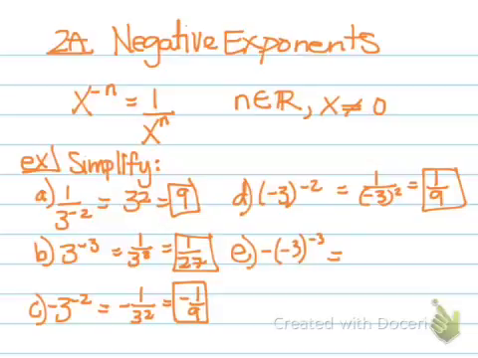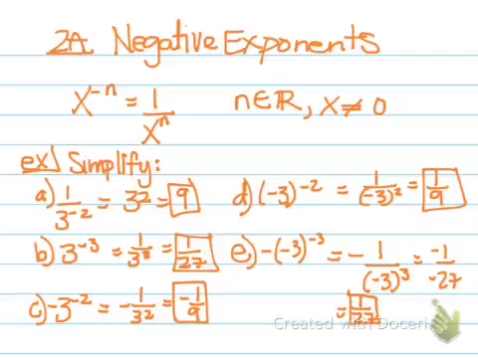Okay, so again, we have the negative 3 applied to the negative 3 power, but we also have this extra negative sign in front. So we'll just put that extra negative in front and then apply the negative 3 power. So it's going to be 1 over negative 3 to the 3rd power. And negative 3 times negative 3 times negative 3 is negative 27. So we have negative 1 over negative 27. So we end up with 1 over 27.